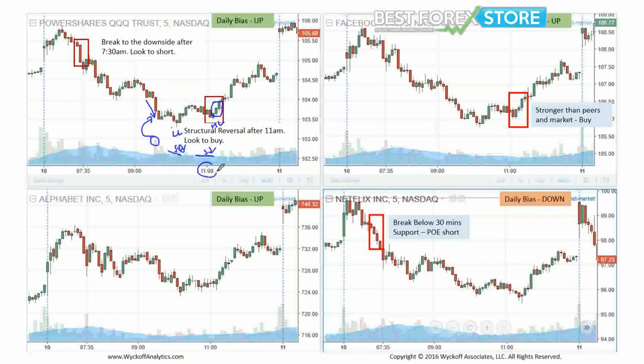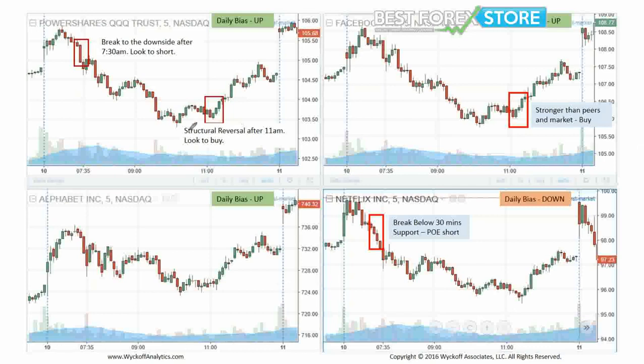And please note this happens around 11 a.m. Pacific. This is where the lunch session is done, and therefore you might expect either continuation of the previous move, or some kind of reversal in the opposite direction. So reversal is happening right here, and what would we be trading? We don't want to trade Netflix anymore because of the down bias. We want to trade something that is going to be stronger than the peers in the market.